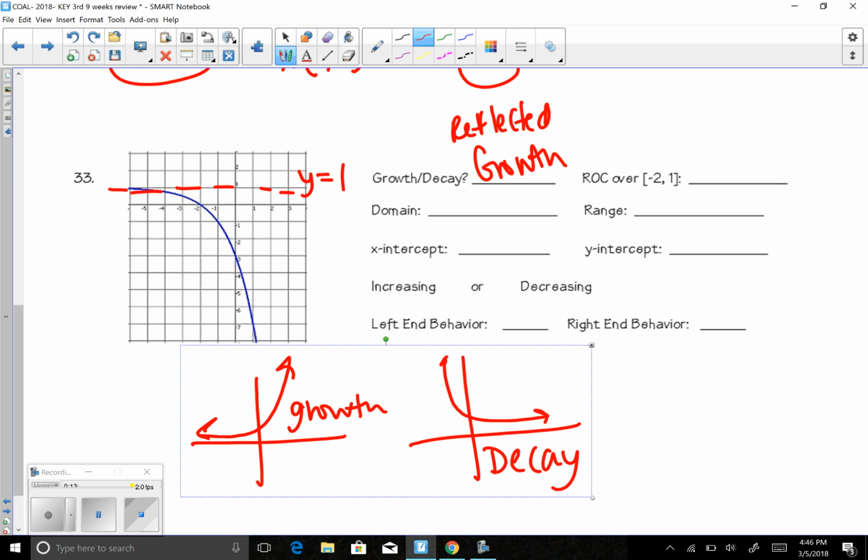Okay, so now let's see, I want to find the rate of change over -2, 1. Remember, these intervals, those are x values. Okay, so I'm looking at an x value of -2. Well, there it is right there. And I'm looking at an x value of 1. So here's where x is 1. I go down and I find the graph. There's the intersection point.